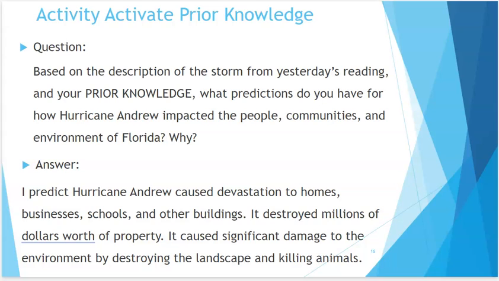And then here's an example. I predict Hurricane Andrew caused devastation to homes, businesses, schools, and other buildings. It destroyed millions of dollars worth of property. It caused significant damage to the environment by destroying landscape and killing animals. This was a fill in the blank for students, a model of a good response. I don't expect them to write like this, but I wanted them to see what it could look like.